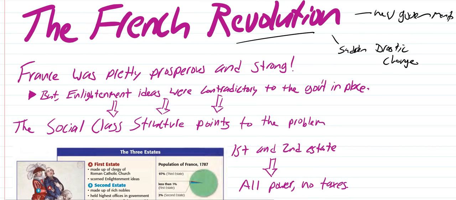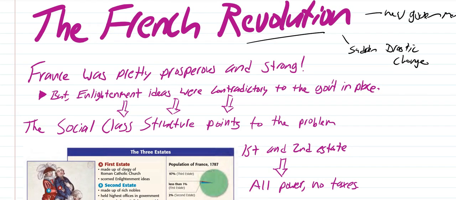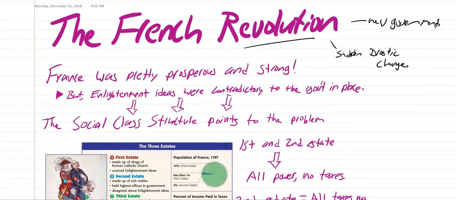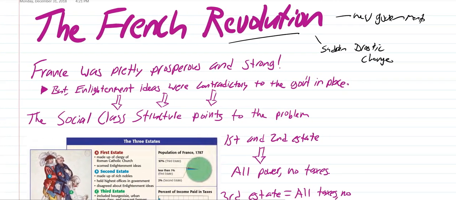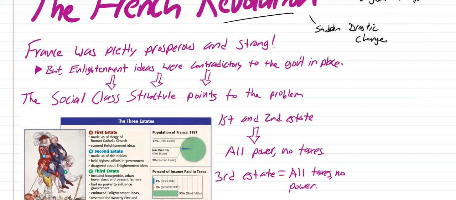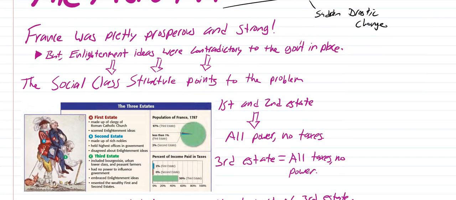You get the idea. So what we're going to look at here is the French Revolution. All right. The French Revolution is going to be a change in government. So France at the time of this revolution, going into the late 1700s, was a pretty prosperous and strong kingdom. We've already talked about how you've got powerful kings like Louis XIV, who, even though he left a ton of debt in his wake, the French empire was pretty strong at the time.